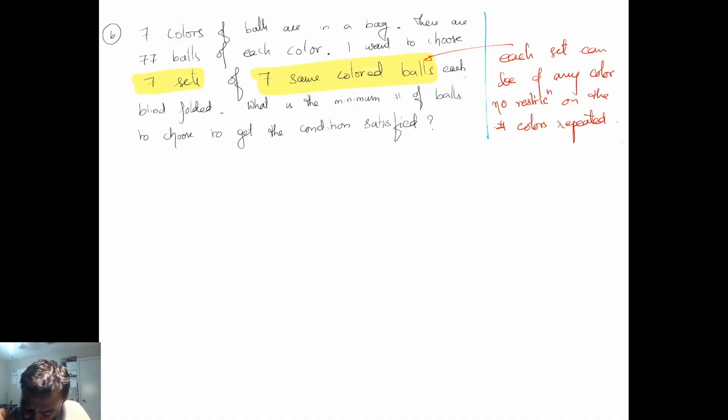So now the question is, you're blindfolded. What is the minimum number of balls needed to get the condition satisfied? So this is exactly based on whatever we did in the previous question. You remember we did that floor function kind of understanding. So let's try to build for only one set. So step 1: if I want one set of 7 same colored balls.